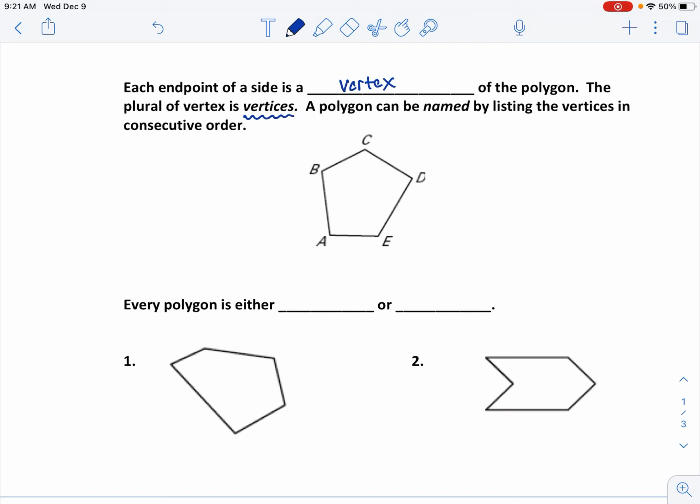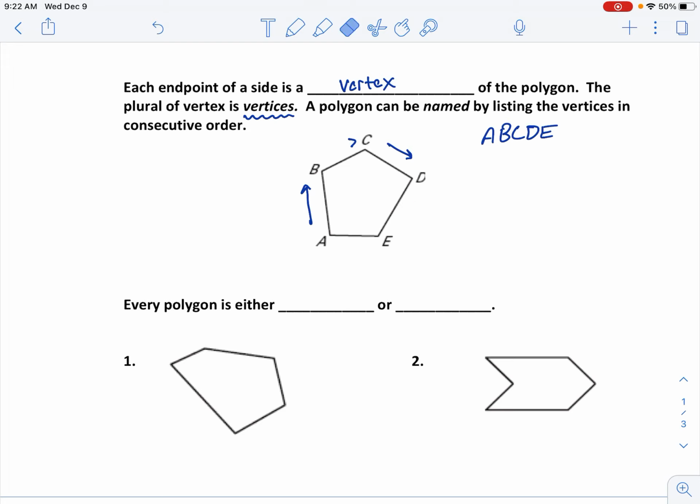And a polygon can be named by listing the vertices in consecutive order. So if I wanted to name this polygon, I'm going to go around this direction. I'm going to start at A just because I feel like it. I'm going to go around until I name all vertices. So I could name it polygon A, B, C, D, E. So that's one possible name.